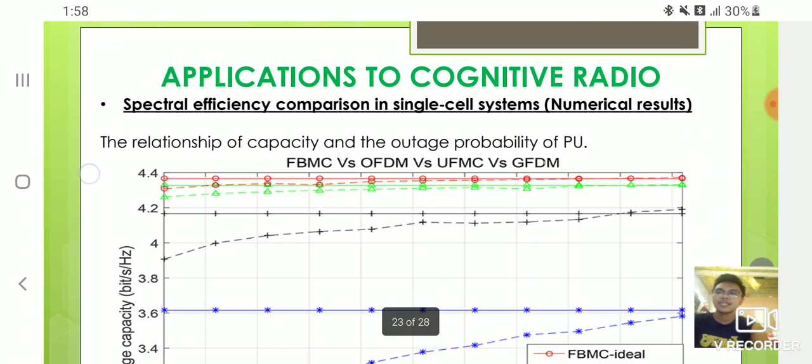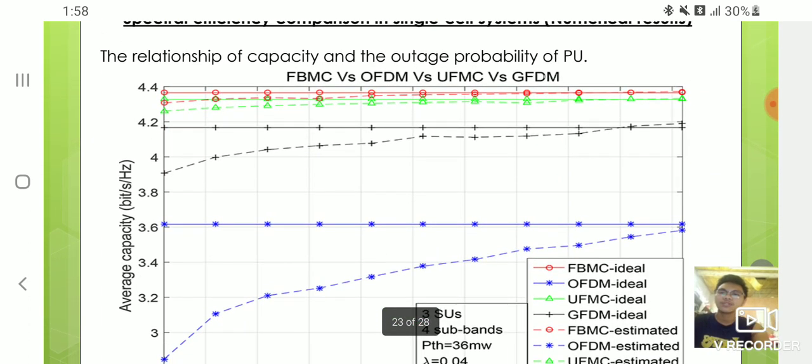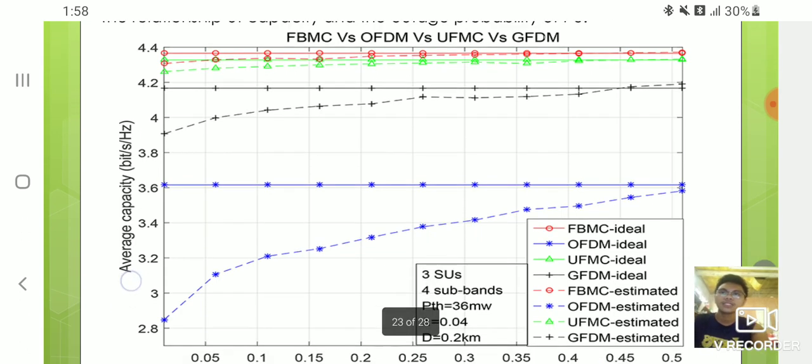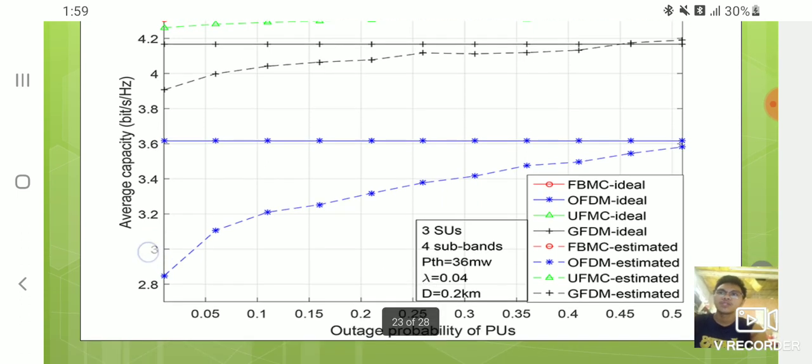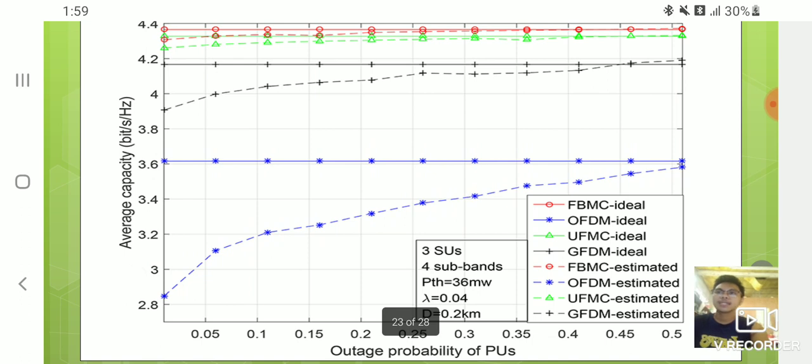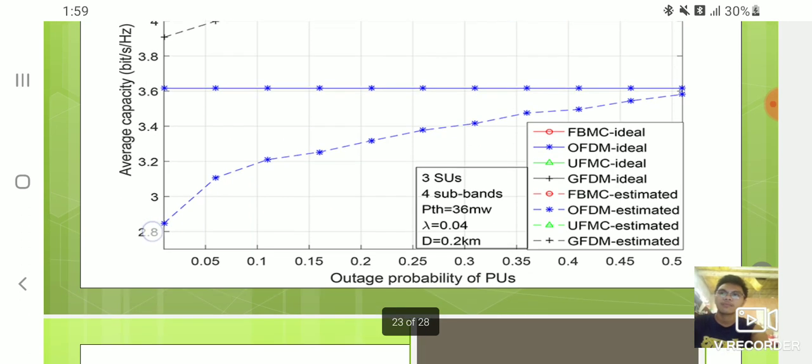Next is the relationship of capacity and the outage probability of PU. Here, it represents the relationship of spectral efficiency and the outage probability P out of PU. Note that the average capacity of the OFDM based CR system with estimated CSI collapses when a low outage probability is prescribed, while other MCM based CR systems are much less vulnerable to different outage probabilities.